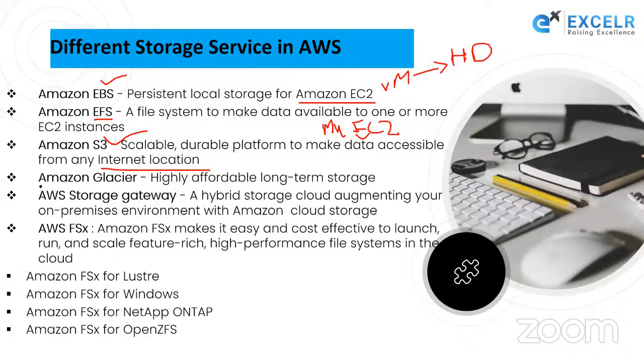Then within S3, we also have a service called Glacier. If you want to store your data for a longer period of time, 2 years, 3 years, 5 years, or more, then you use Glacier. Why do you use that? Just to save on the cost. When you are saving data for a longer period of time, you want to save on the cost.